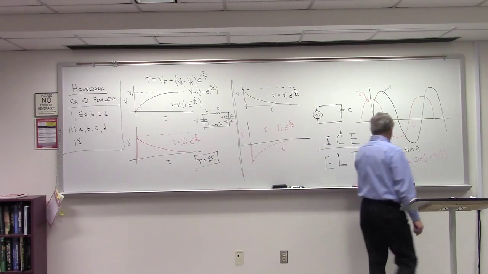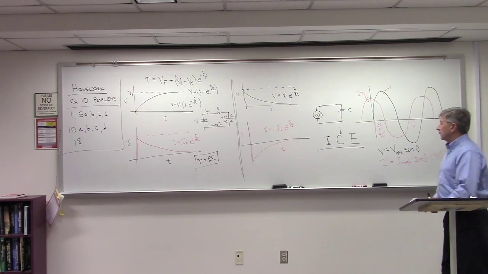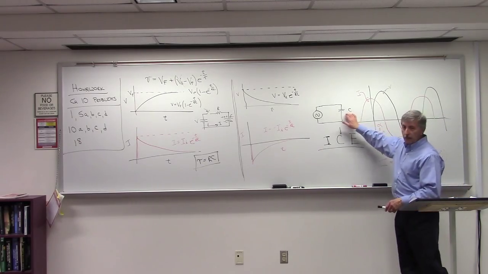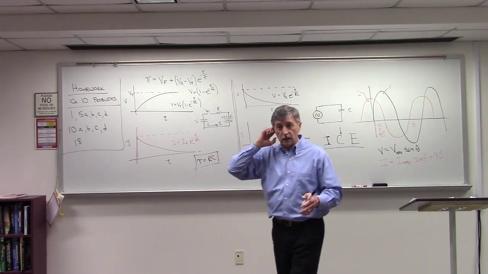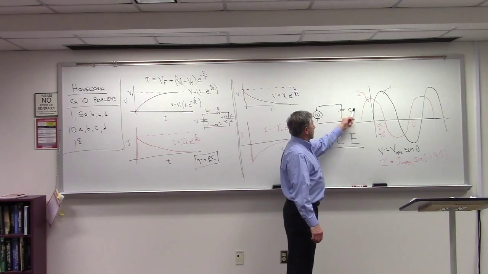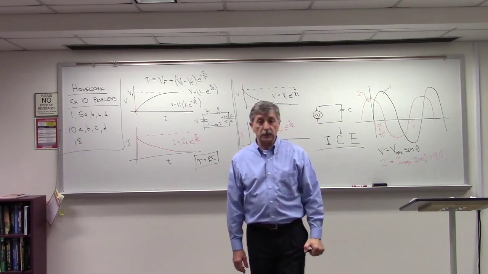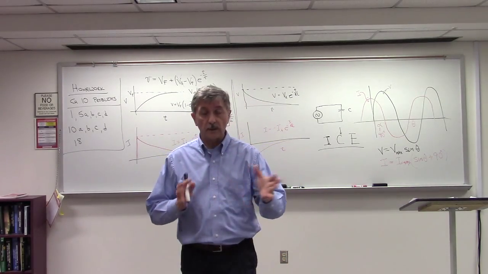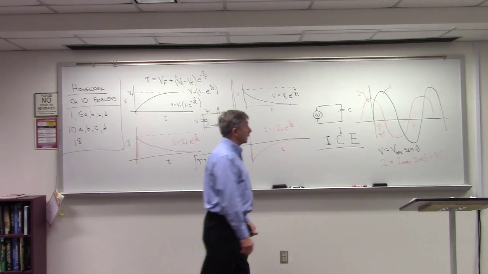So for a capacitor, current leads voltage by 90 degrees, always by 90. Now when we introduce a resistor into the mix, the current will lead the voltage across the capacitor, but the current will not lead the voltage across the resistor. It'll be in phase. So the net effect will be something less than 90. Well, we're going to get into that.